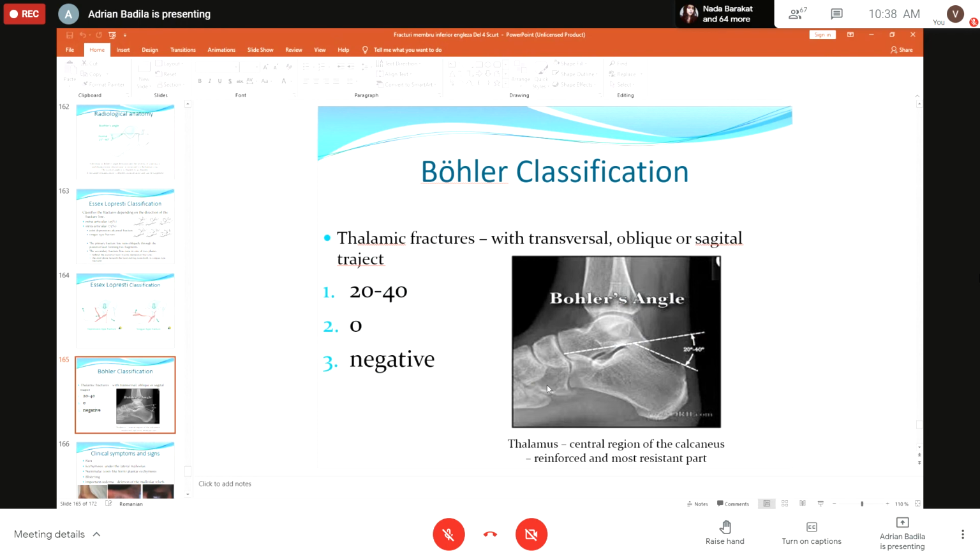We can determine the Böhler's angle on lateral Eric's view of the posterior foot, and if the Böhler angle has a positive value, we have a type 1 fracture. If the value of the angle is 0, that means that all 3 points are located on the same line, are collinear, we have a type 2 fracture. And if the Böhler's angle has a negative value, that means that this highest point normally goes below the other 2 points, and we have a negative Böhler angle, the fracture will be of type 3.